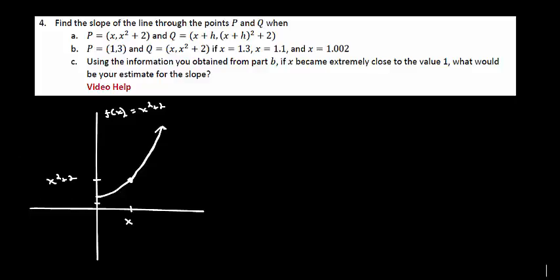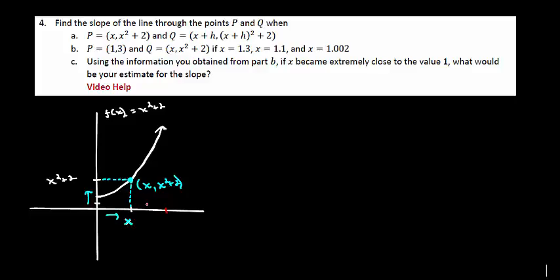So we're going to pick some random x right here, and it has a height value. So it's got a length over this way and a height value up this way. Clearly the point x, x squared plus 2 is on the curve. It's right here. Now we're going to move over a little bit.